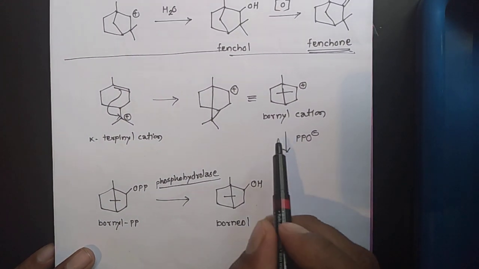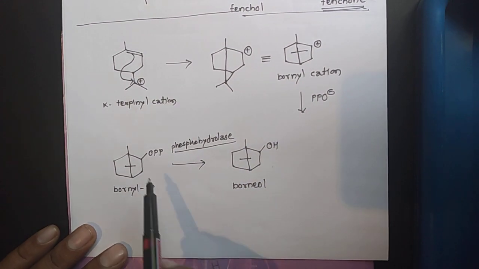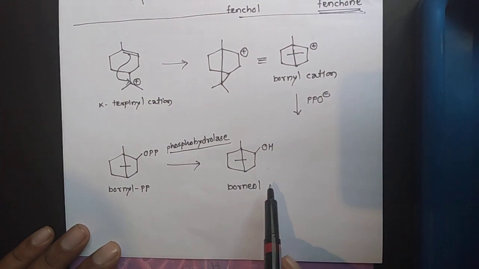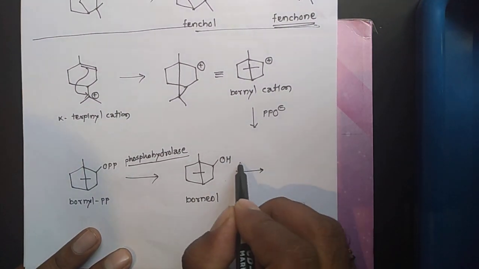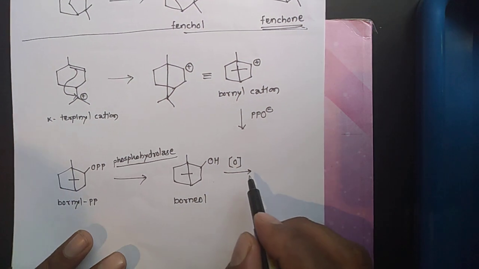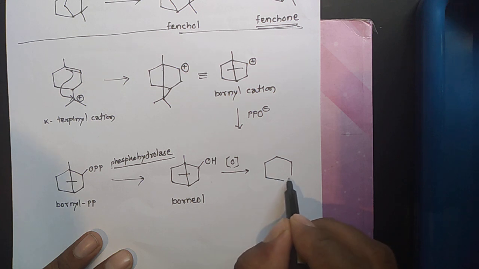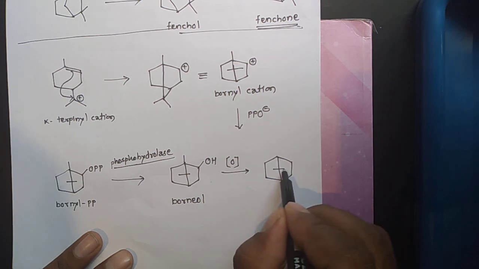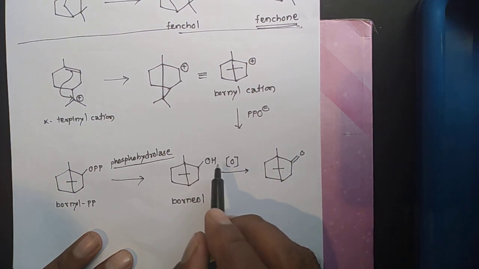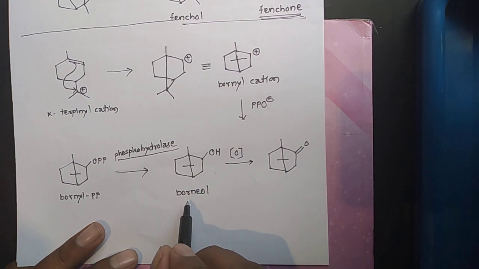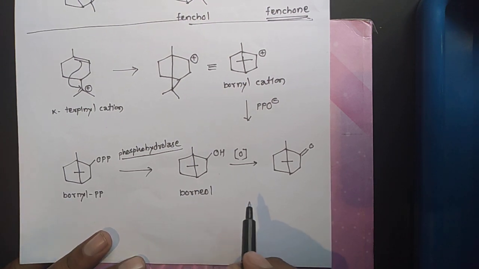This nomenclature is very easy. See, here is the Bornyl cation, then this is Bornyl PP, here Borneol, right? And now after oxidation of this Borneol, you can tell me the name of the product, or which functional group will be there. So what will be there? Ketone, instead of alcohol, ketone.